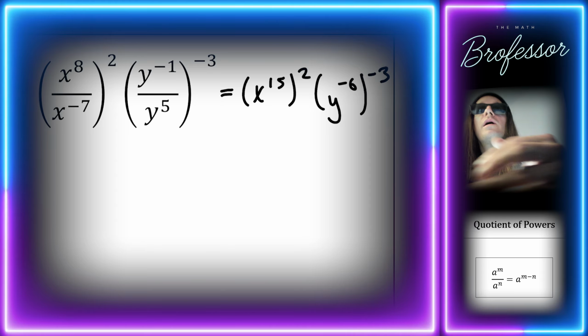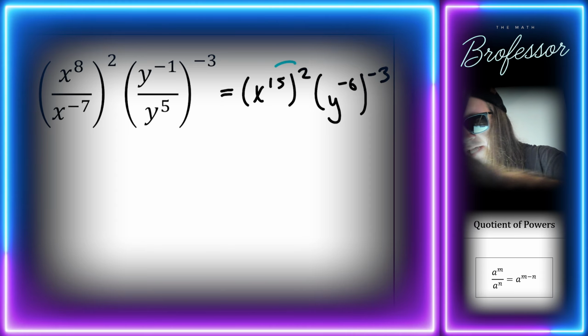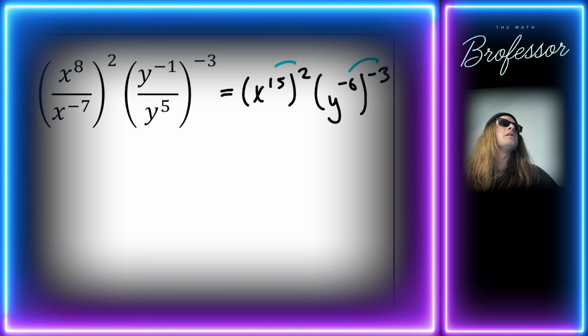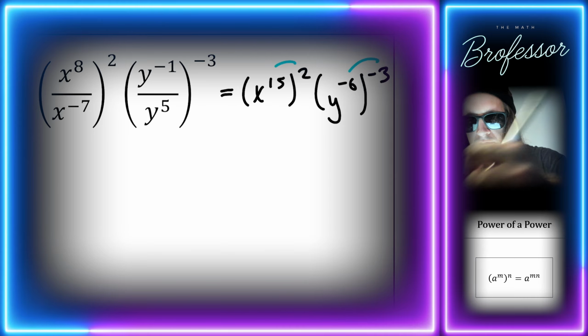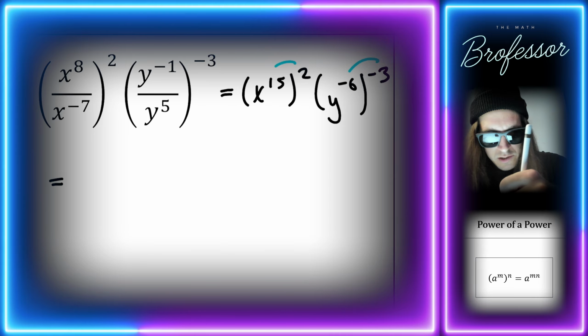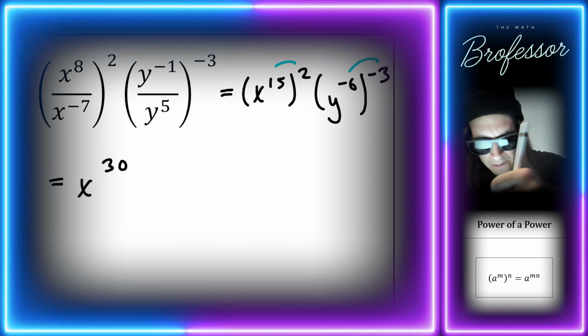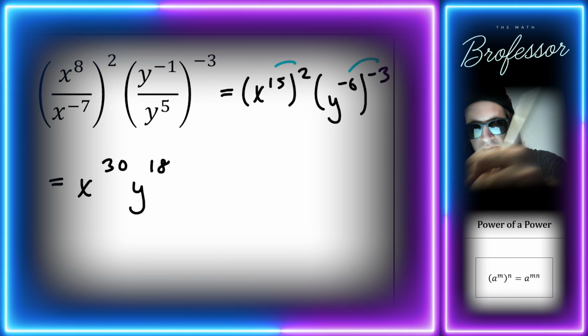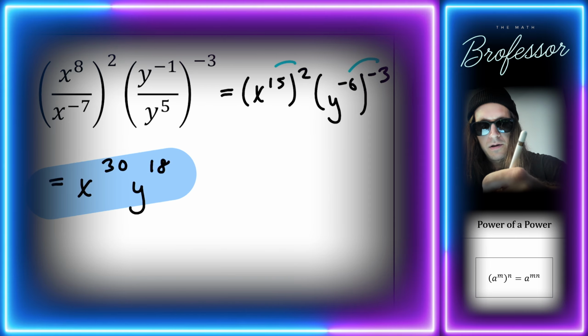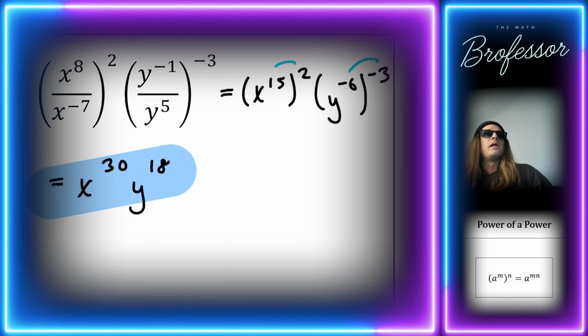Okay. Now I would distribute these exponents. These are two little power of a power examples. This is where you multiply the exponents. So 15 times 2 is 30. Negative 6 times negative 3. Well, that's convenient. That's positive 18, and you're done. Wow. That's it. Very nice.